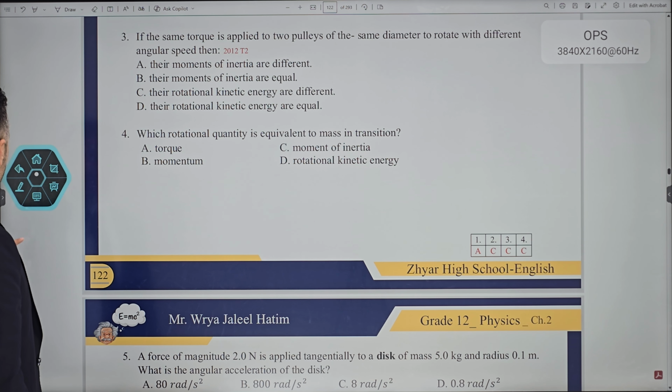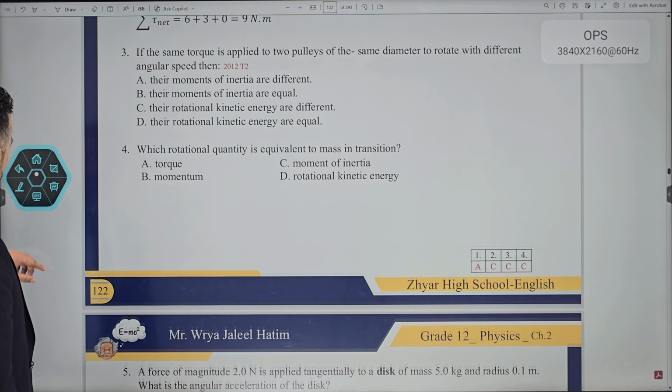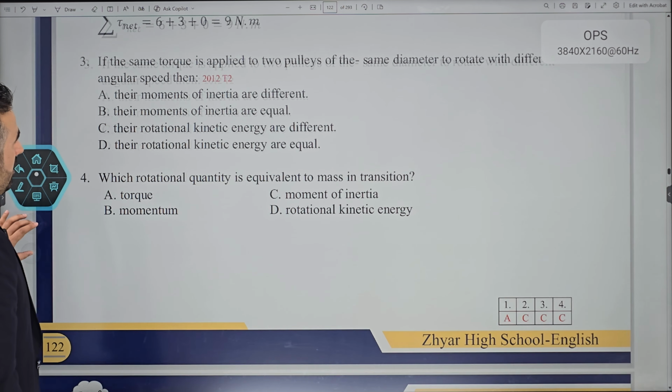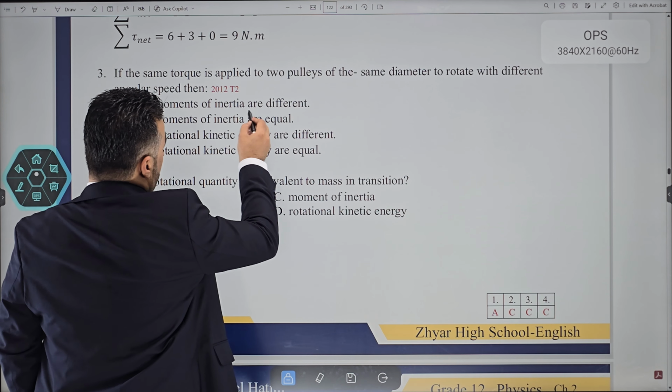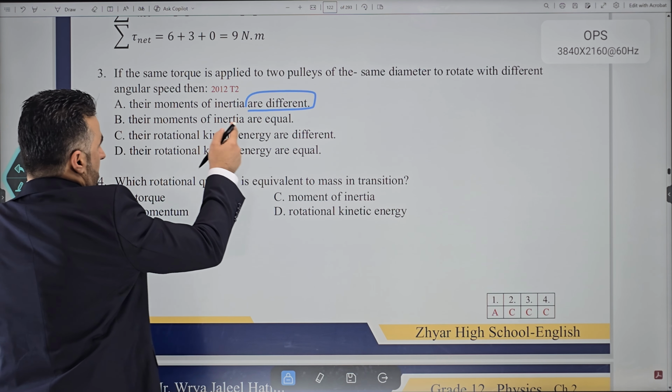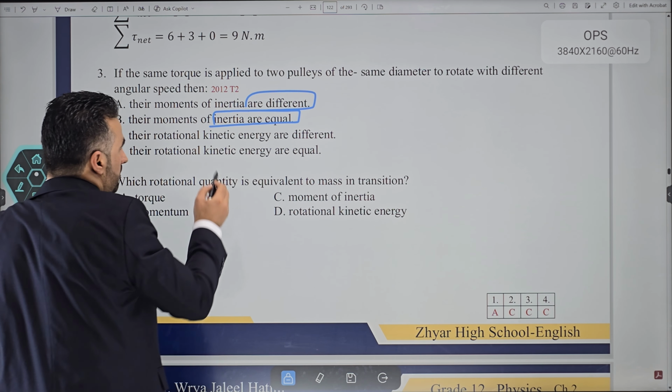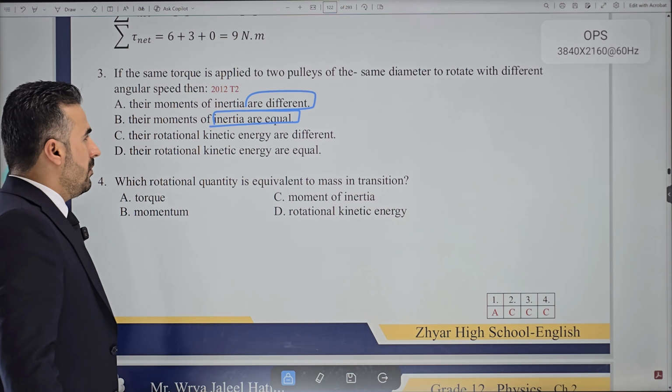Have you noticed options A and B? Option A says their moments of inertia are different. But option B says their moments of inertia are equal. Can you tell me which one it is now? Aren't they supposed to have different moments of inertia? If it is not different, aren't they supposed to be the same? It is either different or the same, right? So this question has a little bit of confusion actually.